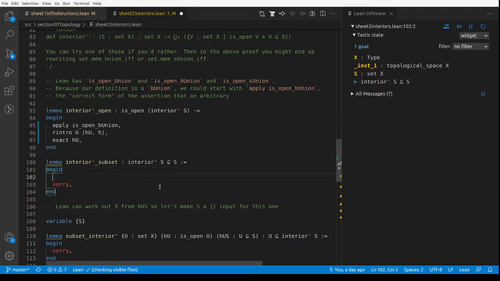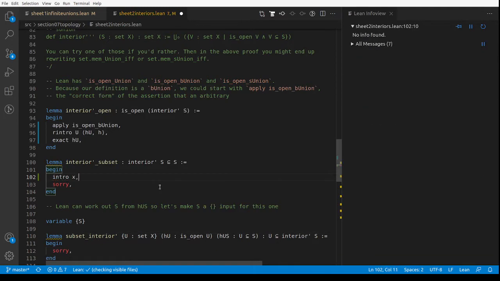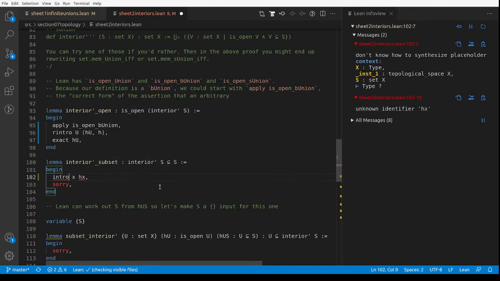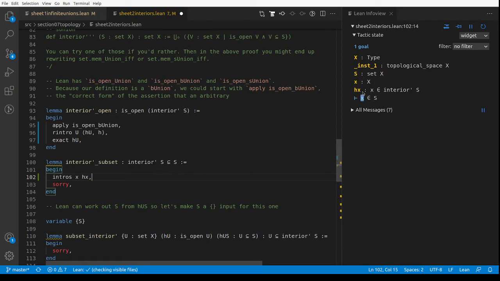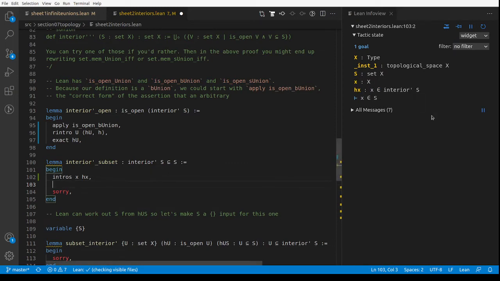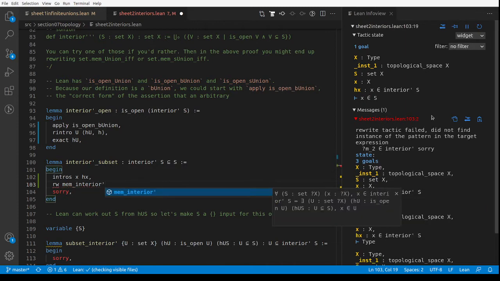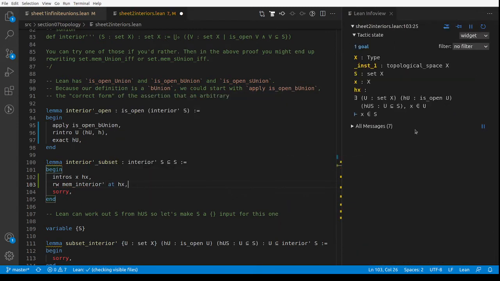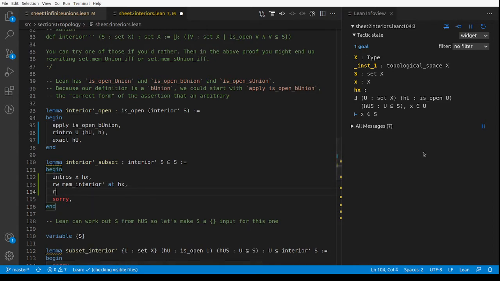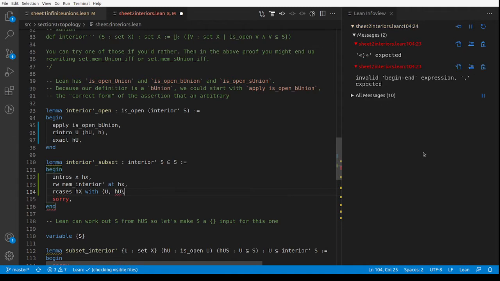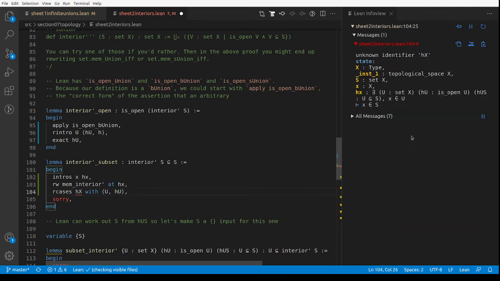Now interior_subset: the interior of S is a subset of S. So how do I prove that? I need to prove that, so intro x, intro x and hx. And now hx says that x is in the interior, so we've got rewrite mem_interior_primed at hx. And now we've got something we can use here, so now we can take this apart. So cases hx with U and hU. See what we've got here.